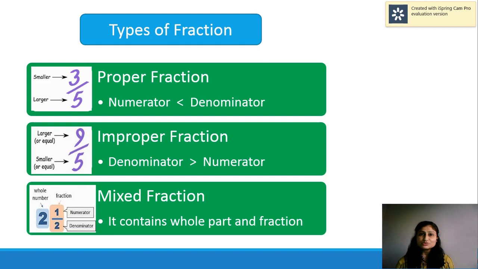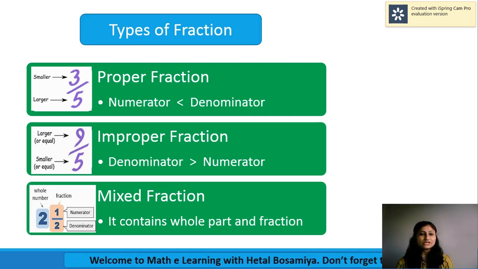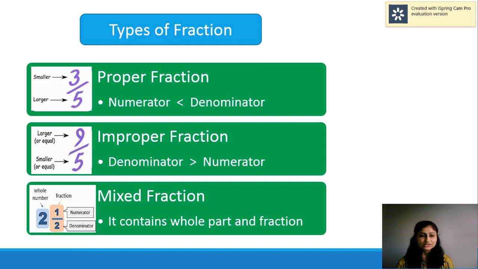Third type is mixed fraction. It contains a whole part and a fraction also. For example, 2 integer 1/2. 2 is a whole number and 1/2 is a fraction.